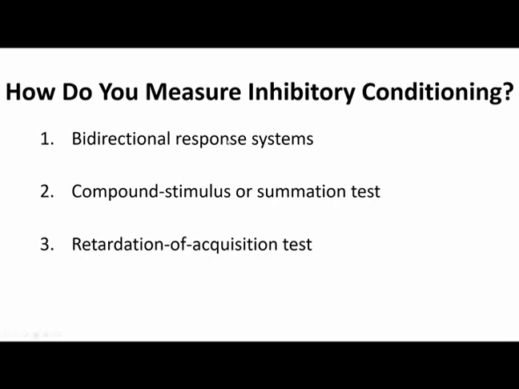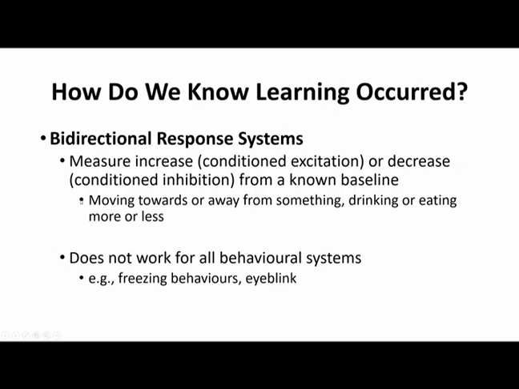For inhibitory conditioning, we have three distinct measures that we can talk about. We have bidirectional response systems, compound stimulus or summation tests, and retardation of acquisition tests. And we're going to talk about each of these very quickly. For some measures, they can work in a bidirectional fashion, basically meaning that your measured response can either increase or decrease. It can move in one direction or the other, hence bidirectional response here.